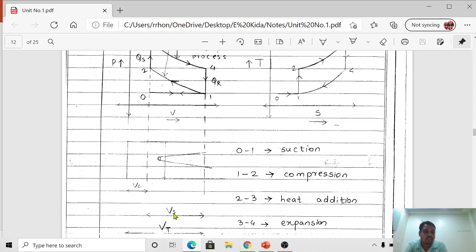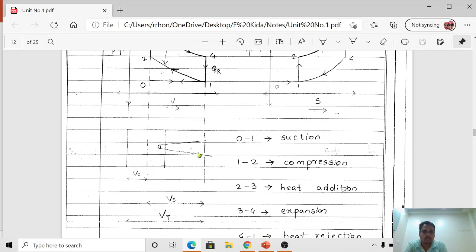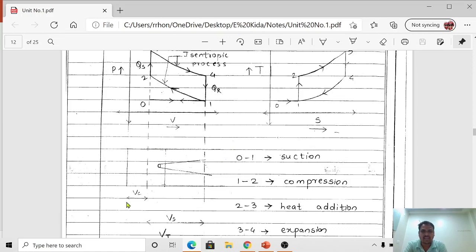Vs is represented here, and the space above the piston surface, above the top dead center, is called the clearance volume. Swept volume, clearance volume, and this is again the total volume of the cylinder. Here I am showing this engine in horizontal direction to understand this PV diagram. Now, what are the different processes for the Otto cycle?